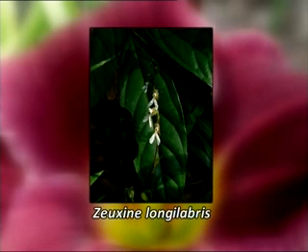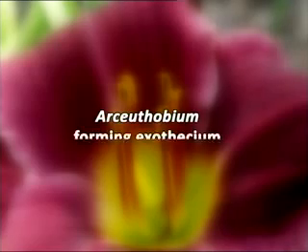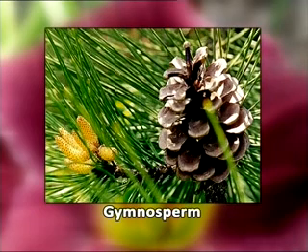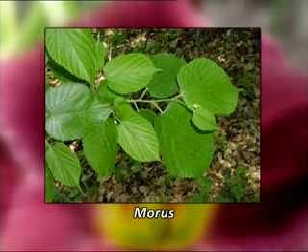They may even become binucleate. An unusual feature is the development of fibrous thickenings in the epidermal cells of Arceuthobium, forming exothecium, which is characteristic of the microsporangia of gymnosperms. In Morus, the epidermis degenerates at maturity.